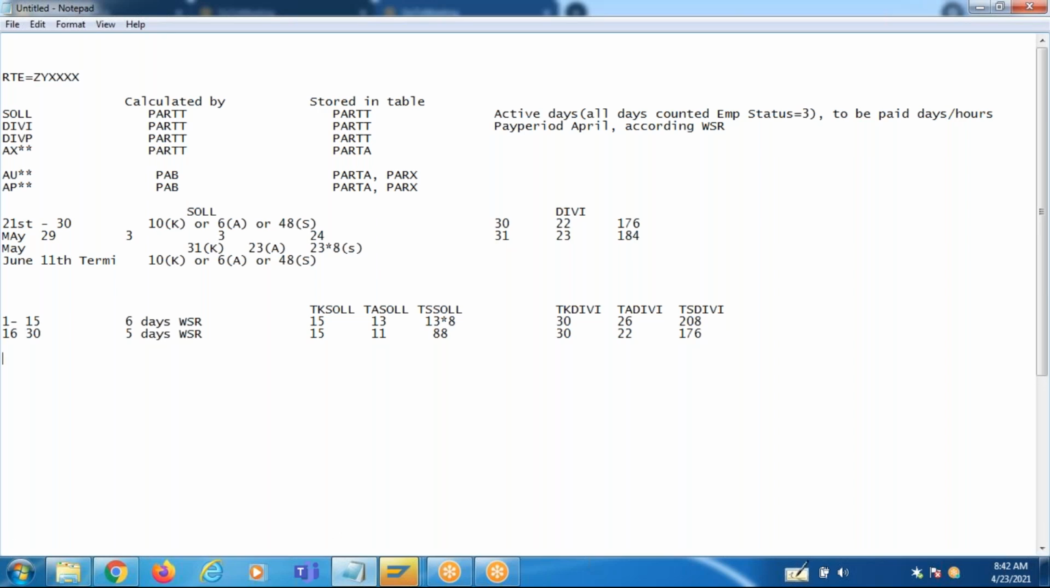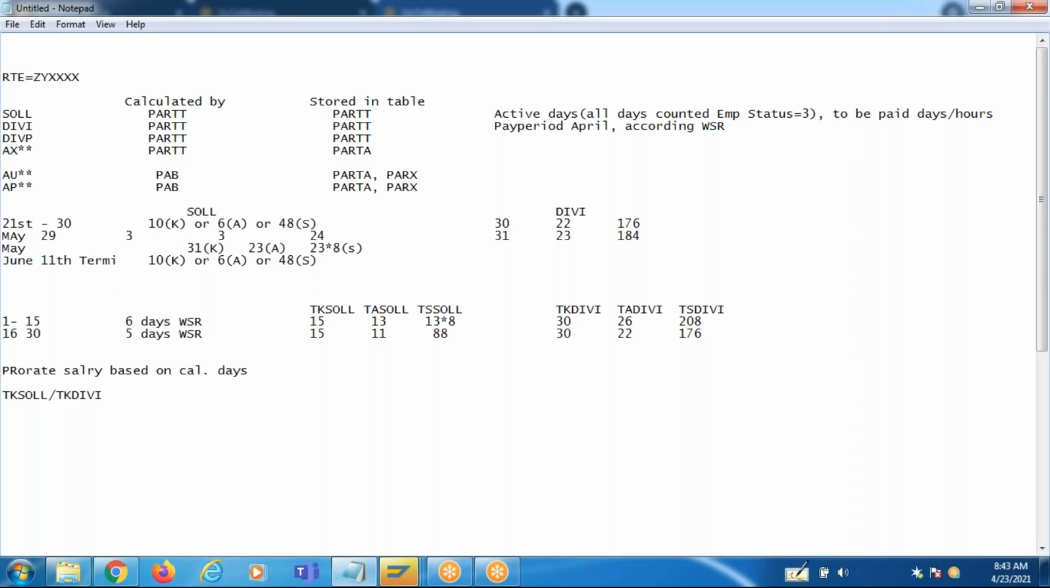Now, client is saying pay or prorate the salary based on calendar days. Now, calendar days, active days are how many? Calendar days in a pay period are how many? 30. So, what should we do? Active days. This is how it can be TKSOLL divided by TKDAVA. Right? This is a factor in which you need to pay.